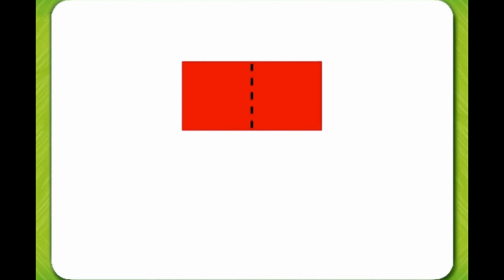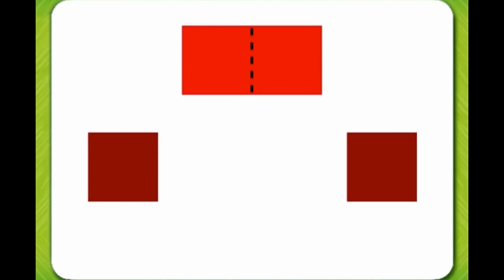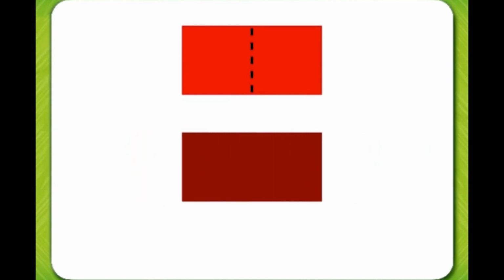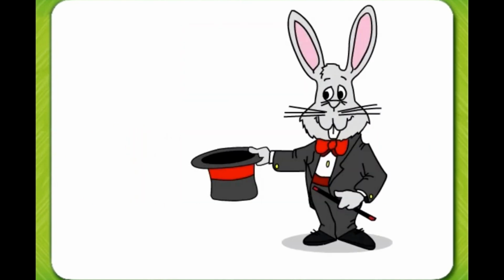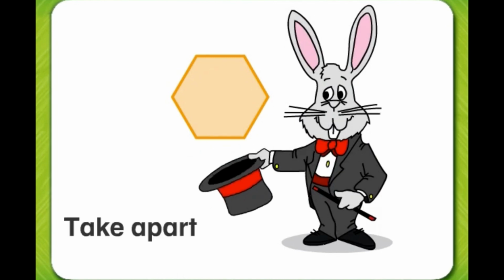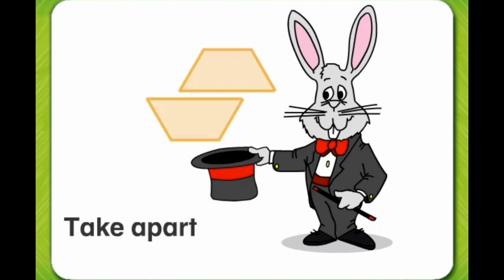There are 2 squares. If we put the 2 squares together, look what happens. We make a new figure. Now, instead of 2 squares, we have 1 rectangle. So, put together 2 squares to make a rectangle. I have another trick to show you. Watch this hexagon very closely. I'll say the magic words, take apart, and look what happens. The hexagon turned into 2 trapezoids.